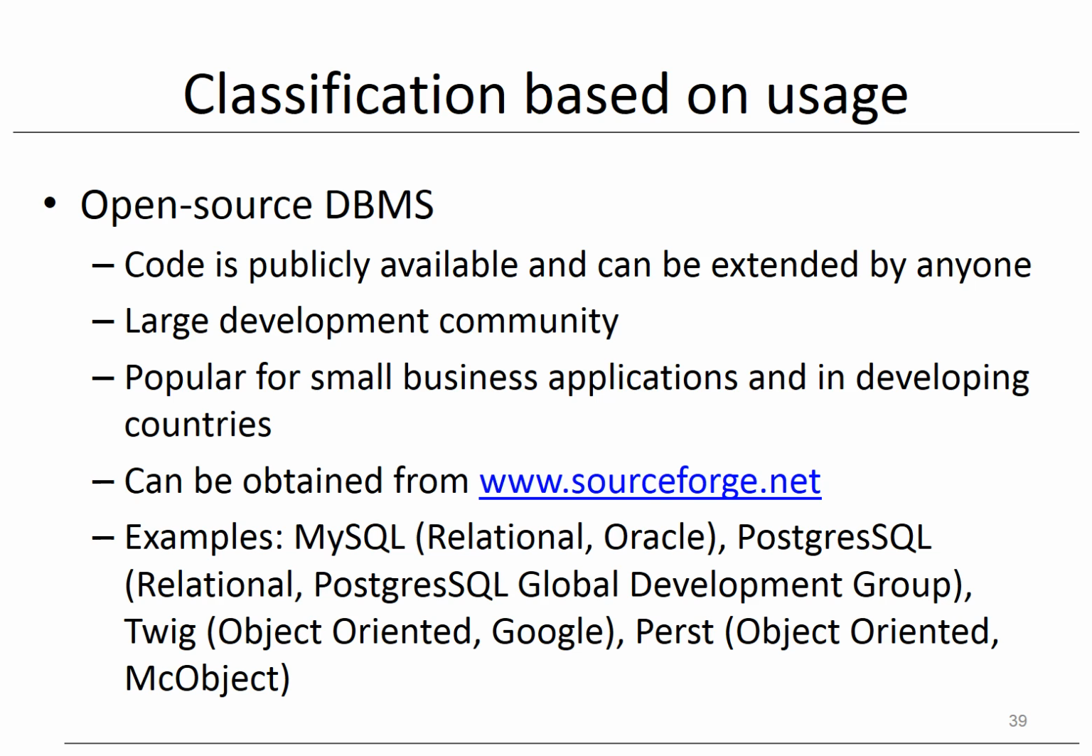Some examples are MySQL, which is a relational DBMS maintained by Oracle, PostgreSQL, which is also relational and maintained by the PostgreSQL Global Development Group, db4o, which is an object-oriented DBMS maintained by Google, and Perst, which is also an OODBMS maintained by McObject.